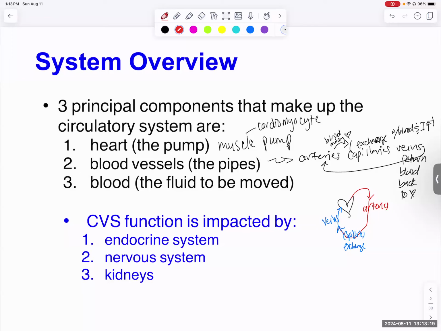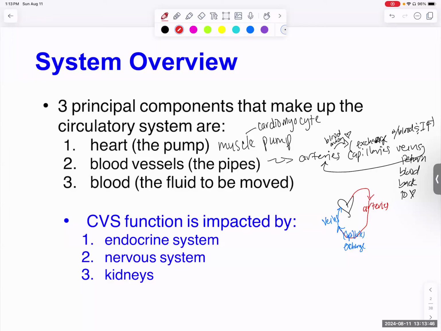it's a closed circuit because these vessels start at the heart and they branch and they go to all the areas of the body, and all of those different areas have capillary beds where there's exchange between the blood and those cells, the interstitial fluid surrounding the cells. Then those vessels just merge and bring the blood back to the heart. Now we're just calling them veins. So those are the blood vessels.